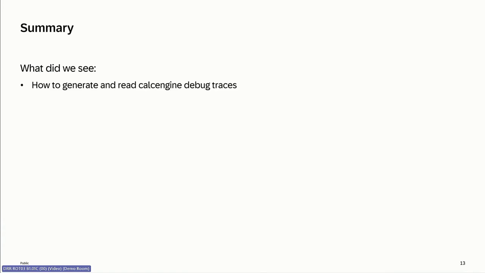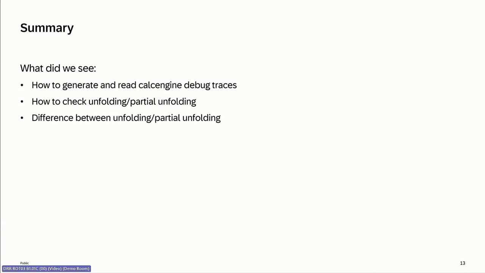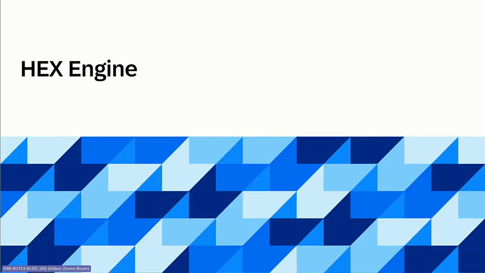Yeah, so that's what we've seen so far. How to generate the traces, how to read them, how to check the unfolding, and the impact of the failing unfolding on the execution. And with this, I will give the floor to Manuel, who will take us now into the internals of HEX and how HEX executes the query and returns the result. To you, Manuel. Thank you, Mohamed.